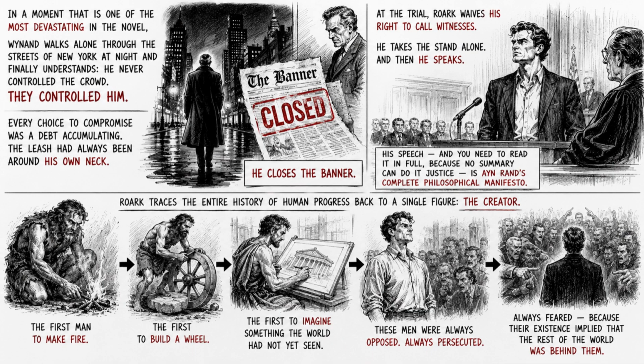He never controlled the crowd. They controlled him. Every choice to compromise was a debt accumulating. The leash had always been around his own neck. He closes the Banner. At the trial, Roark waives his right to call witnesses. He takes the stand alone, and then he speaks.